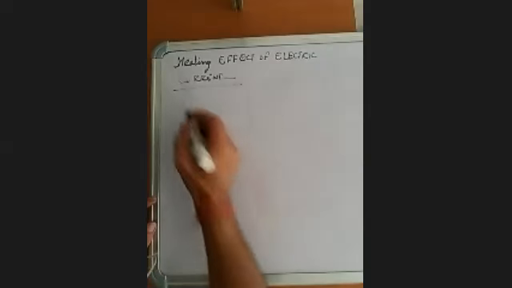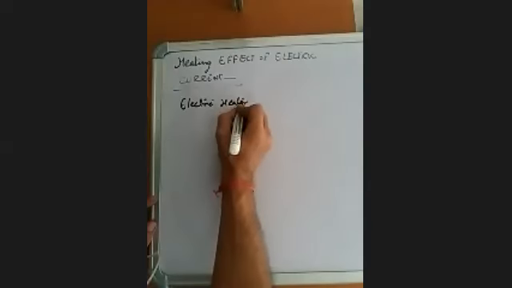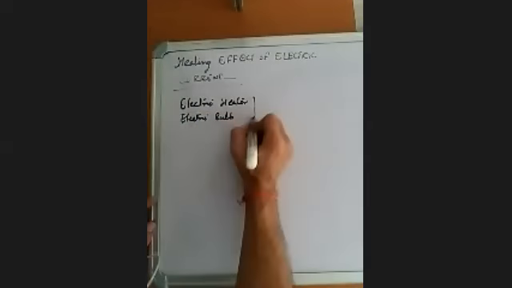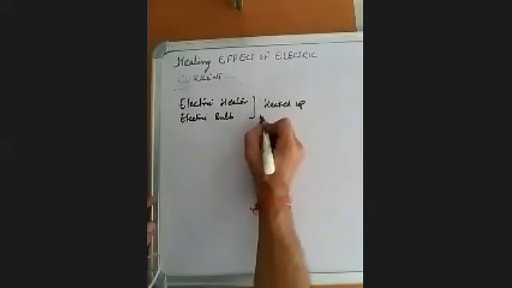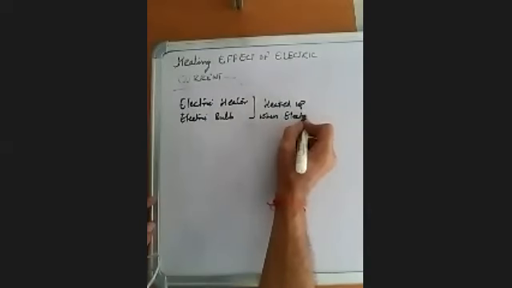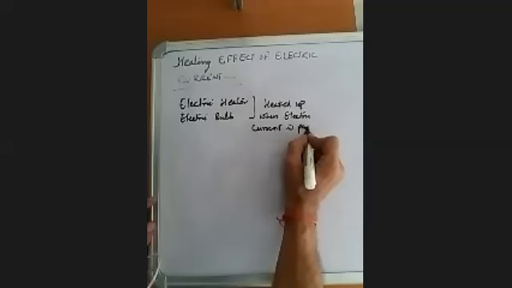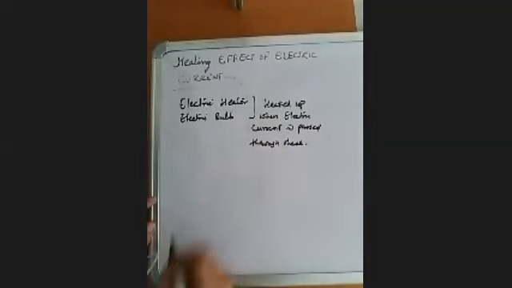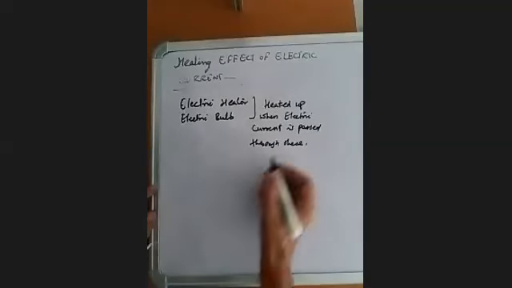So in an electric heater, in electric bulbs and all the other appliances, they get heated up somehow or the other when electric current is passed through them. That means when electric current flows through a conductor, heat is generated. So what is happening here basically?